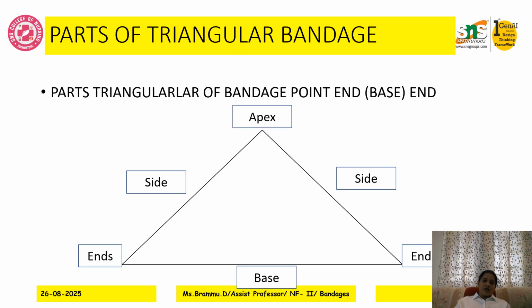So coming to the parts of the triangular bandage, you have a base, you have two sides, and the apex which is on the top, and you have sharp ends, left and right ends.